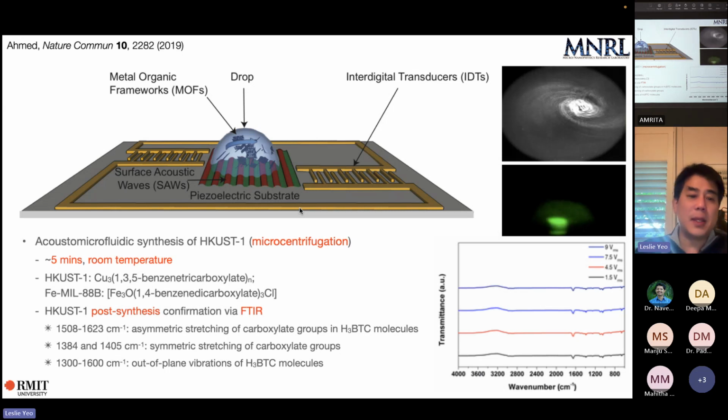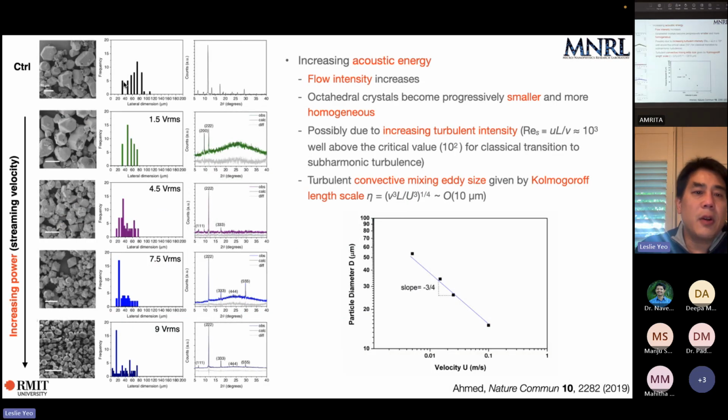We do this for 5 minutes. This is HKUST-1. This is a copper-based MOF, for those of you who are not familiar. And the control to this is slow solvent evaporation. So without the acoustics, we just leave it there for the solvent to evaporate, and they crystallize anyway. Okay, and if you look at the XRD pattern, well, first of all, maybe let's look at the images of the crystals themselves.